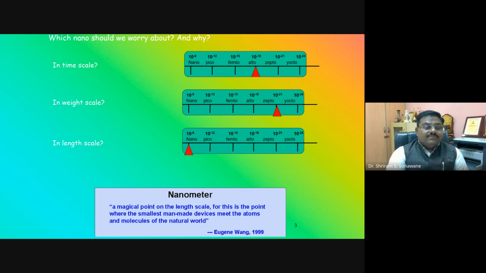Eigenweng in 1999 proposed that a magical point on the length scale is the point where the smallest man-made devices meet the atoms and molecules of the natural world, and this person has indirectly defined the terminology of nanotechnology. He stated, once again I'm repeating, the magical point on the length scale is the point where the smallest man-made devices meet the atoms and molecules of the natural world. Next slide.